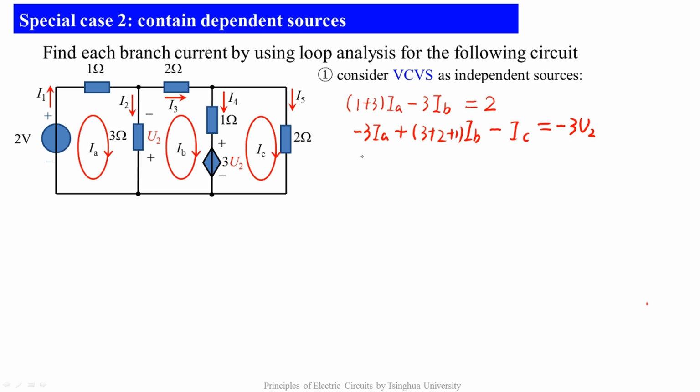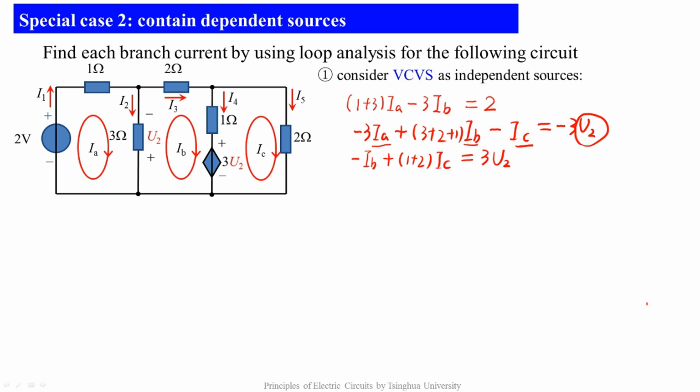Look at loop C. Its mutual resistance with loop B is minus 1, so that's minus IB. Its self-resistance should be 1 plus 2, that is (1 plus 2) times IC. The right side is the voltage rise across the voltage sources along the loop direction, so here should be 3 times U2. Okay, now there are 3 equations with 4 unknowns. In addition to the 3 loop currents, there is a controlling variable U2.